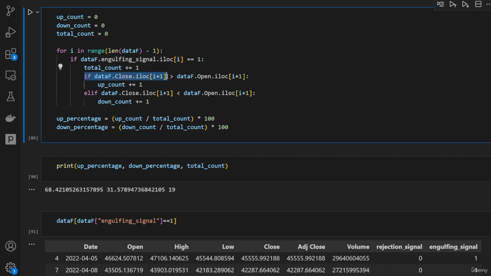And we can also count how many times the closing price of the following candle, so it's candle i plus 1, was above the opening price of the following candle. So how many times we had a bearish signal, but at the same time followed by a green candle in the opposite direction. And how many times we had a bearish signal followed by a bearish candle in the future. So just a subsequent candle. And we count both occurrences, so up count, down count, total count of signals. And then we can do the percentage.